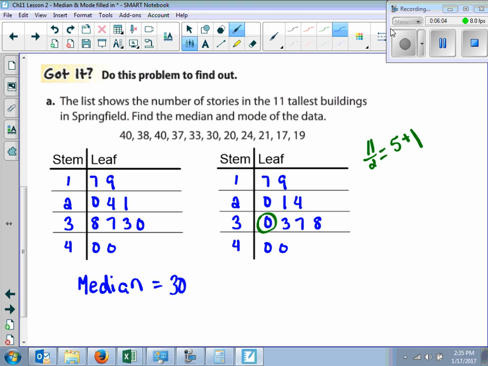Now we want to find our mode. To find the mode, all you have to do is look at the leaf side and see if there are any repeats. So we have repeats right here in the 40s and none anywhere else. So our mode is 40.